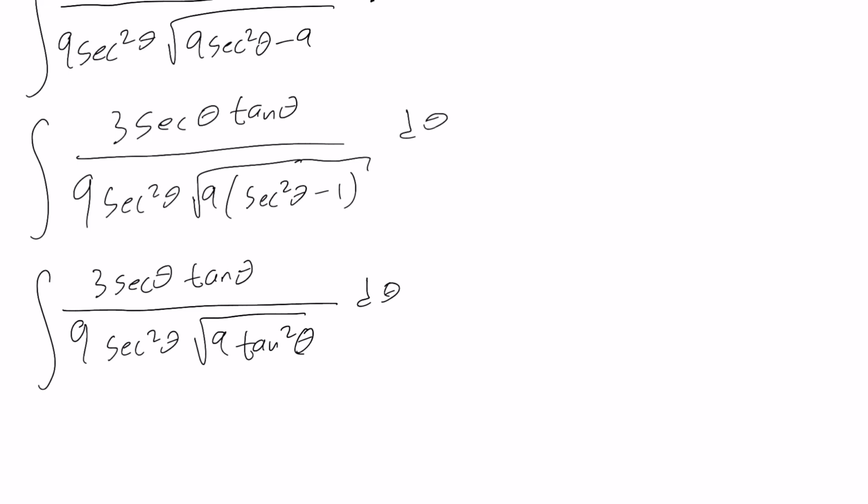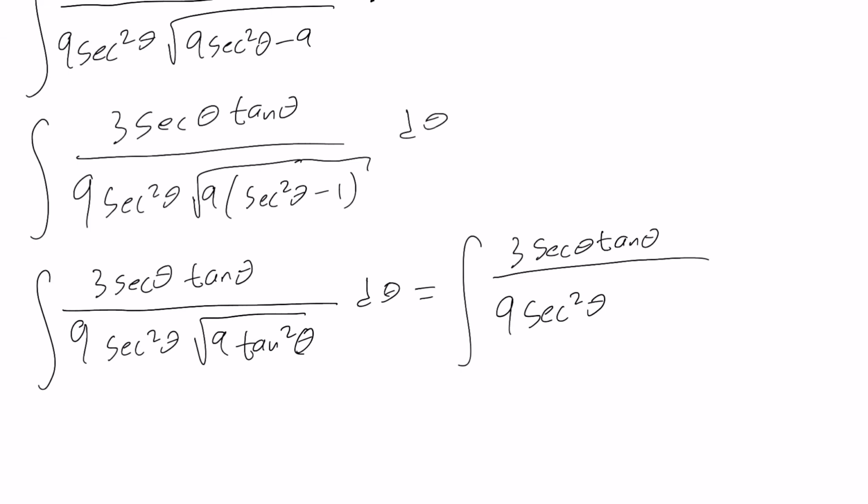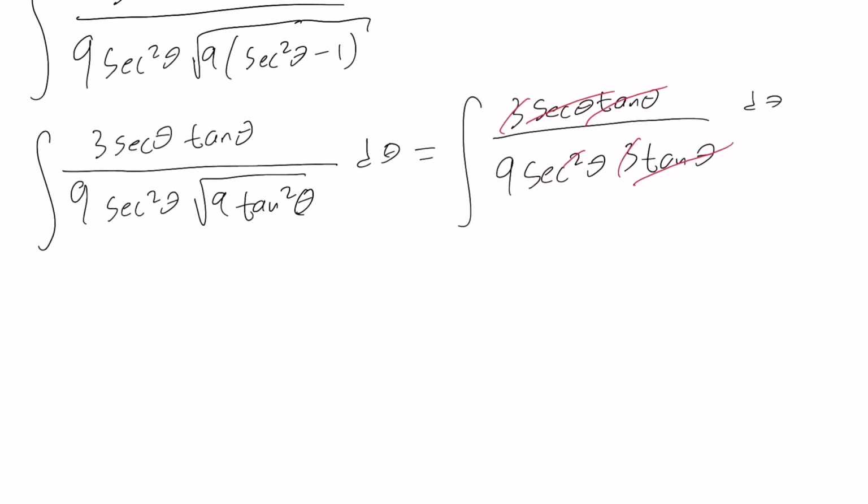And let's take the square root of that 9 tangent squared theta, shall we? We get 3 secant theta tangent theta over 9 secant squared theta times 3 tangent theta d theta. And look at all this beautiful cancellation. We have a 3 on top and bottom that cancel out. We have a tangent theta on top and bottom that cancel out. We have one secant theta on top and bottom that cancel out. And so we are left with the integral of 1 over 9 secant theta d theta.